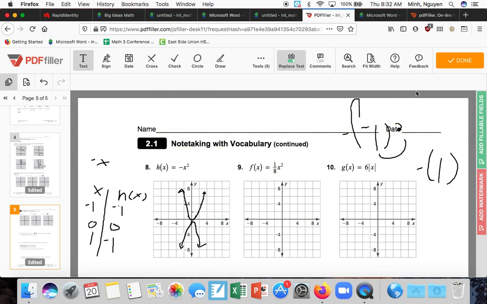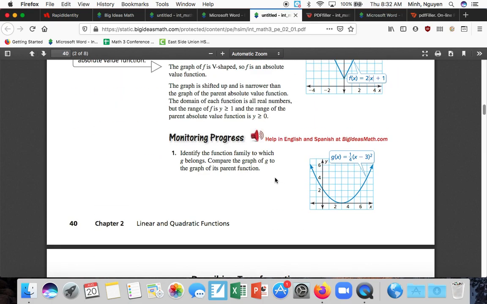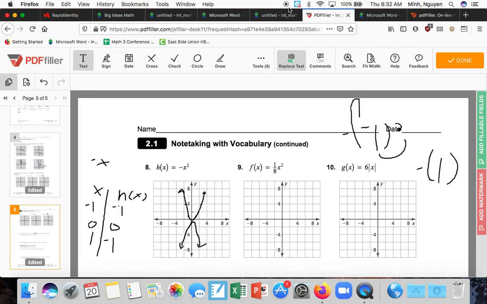All right, so that's it for parent functions and transformations. We'll be studying more transformations next section. But go ahead and complete the rest, and let me know if you have any questions. Be sure to refer to your textbook if you're having any trouble, or just rewinding this video, or ask me any questions.